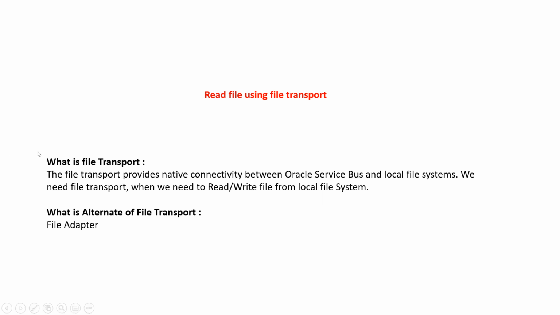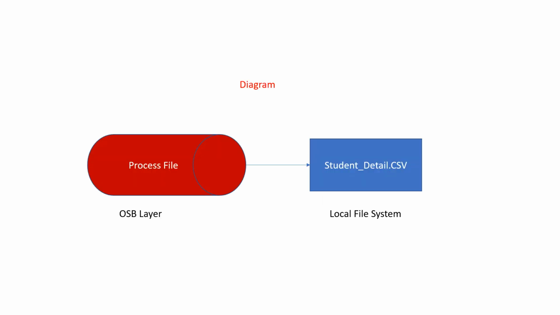So again, what is file transport? File transport provides native connectivity between Oracle Service Bus and the local file system. Whenever we have a requirement to read a file or write a file to the local file system, at that time we will use file transport. We have one alternative to file transport, that is file adapter. Both of them have some advantages and disadvantages, but we are not going to discuss that here.